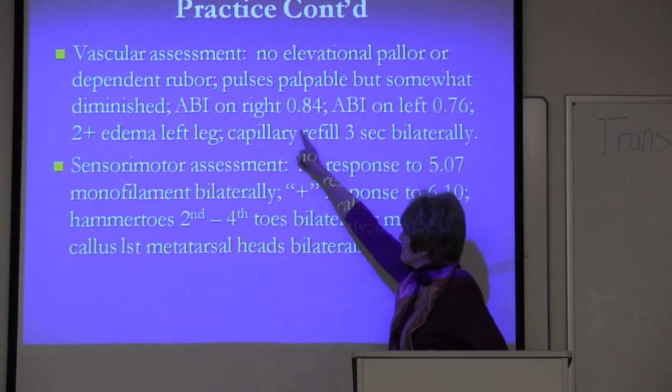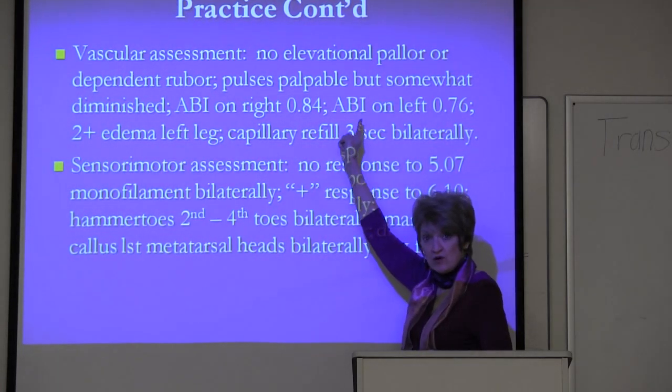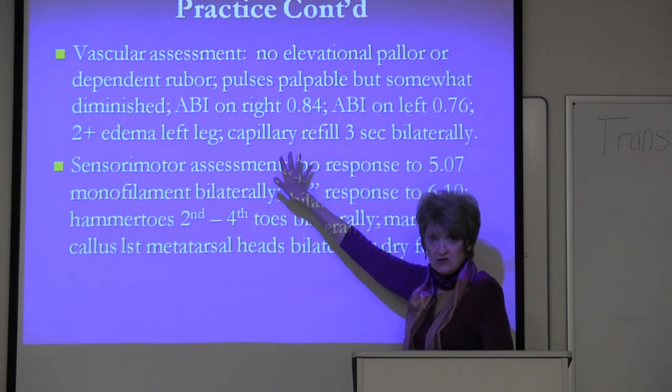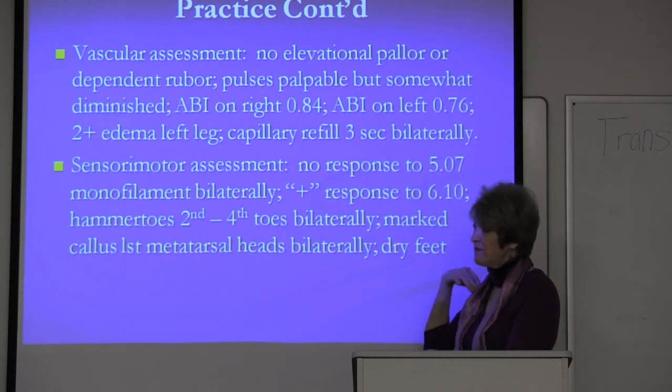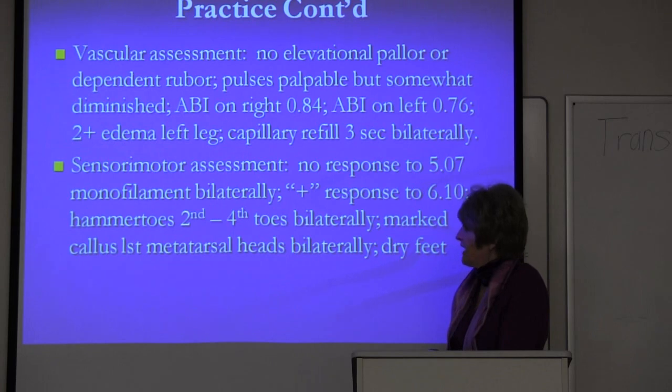Would you ever develop an arterial ulcer with an ABI of 0.84 and 0.76? No, so I'm already thinking it's not arterial. But we'll come back to that. Sensory motor assessment, no response to 5.07 monofilament bilaterally.